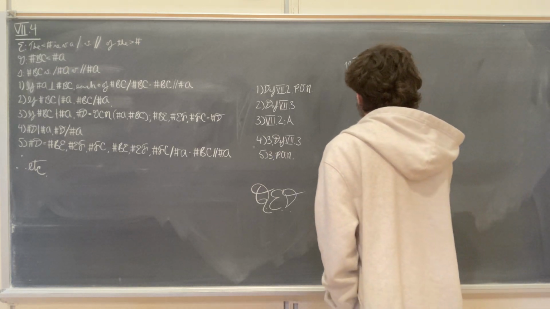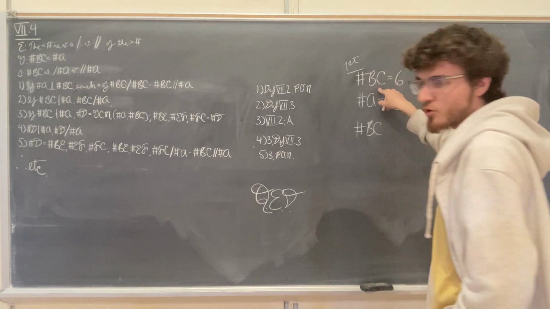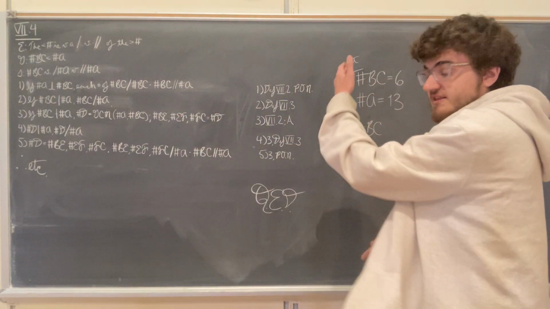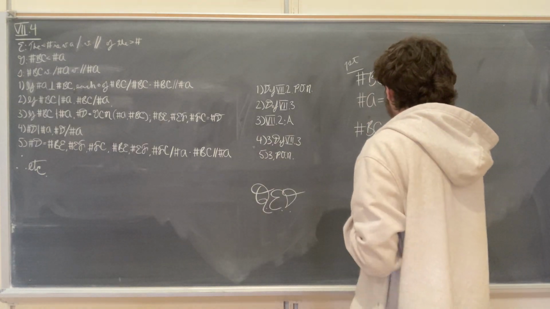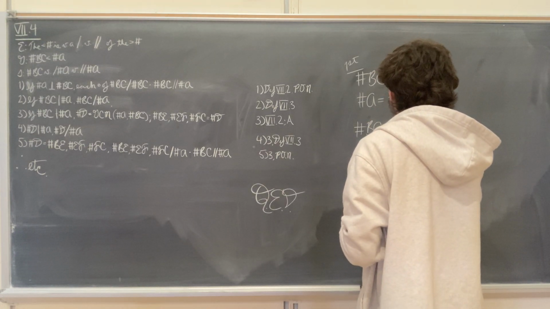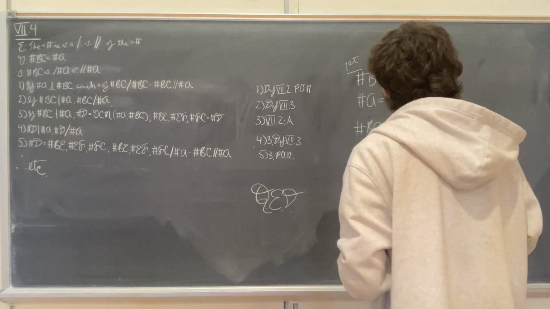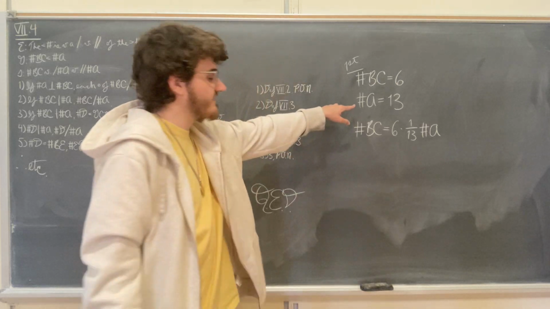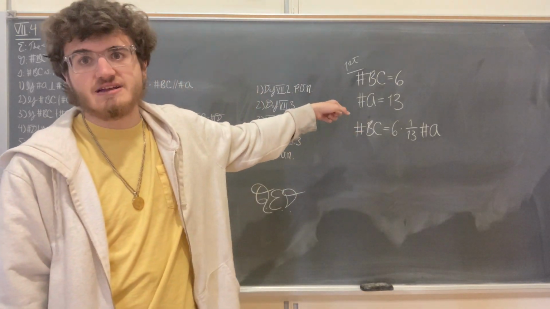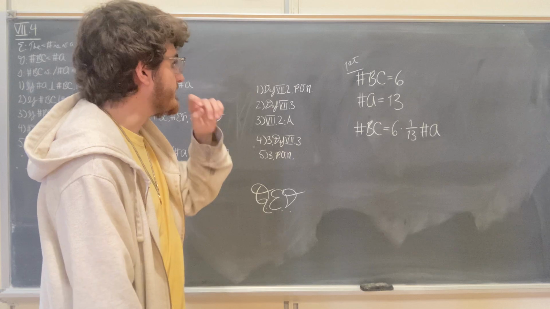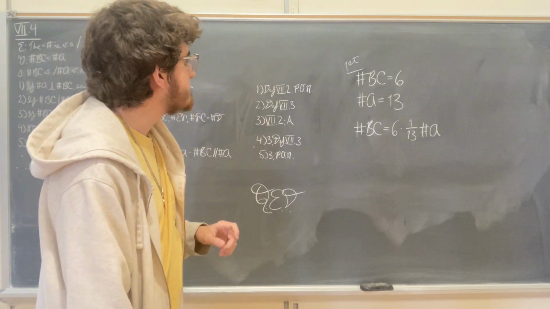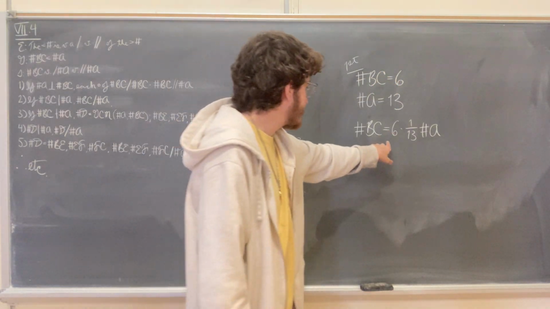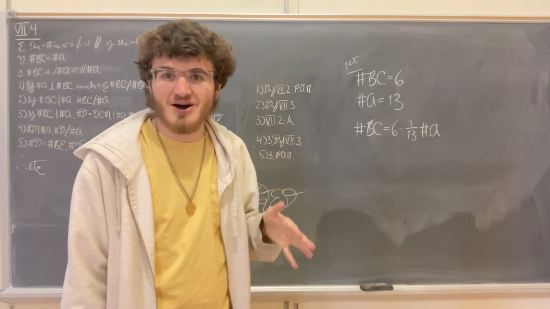Okay, so the number BC, if it is co-prime to the number A, we prove that the number BC is parts of the number A. What that's going to look like in this case is that the number BC is going to be parts of A, because we have the number A equal to 13. It's clear that the number BC, which is equal to 6, is going to be 6/13 of A.